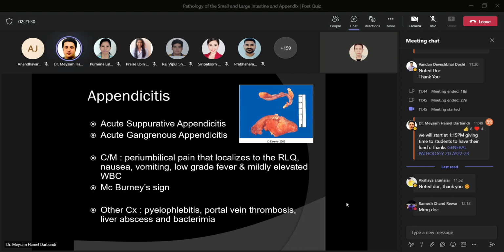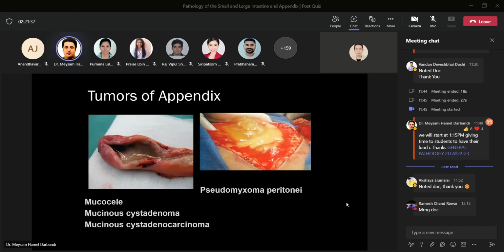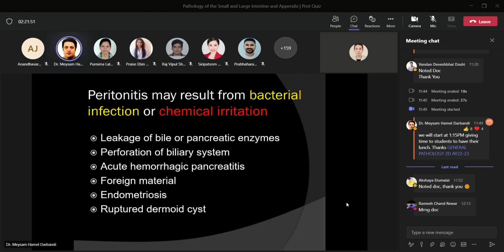So in the appendix, we might also have a carcinoid tumor, but it's very rare. So tumor of the appendix: pseudomyxoma peritonei, and mucocele, mucinous cystadenoma, and mucinous cystadenocarcinoma. So there is something we call peritonitis, the inflammation of the peritoneum. It results from what? Bacterial infection or chemical irritation.